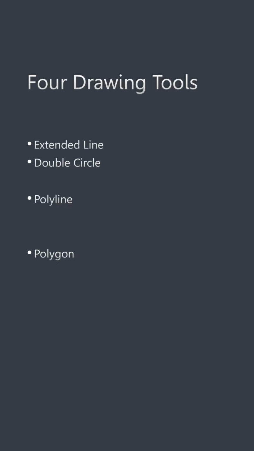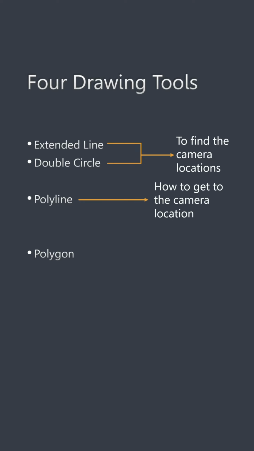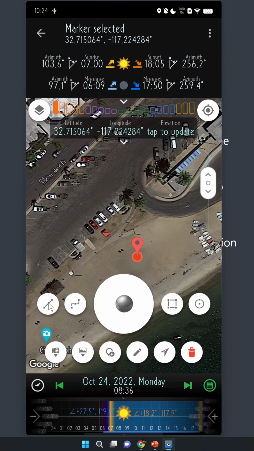All 4 tools are related to the camera locations. The extended line and the double circle tools can help you find the camera locations, as I'll show you below. The Polyline tool will guide you to the camera location, and the Polygon tool will define the region for a camera location. Let's look at the extended line first.